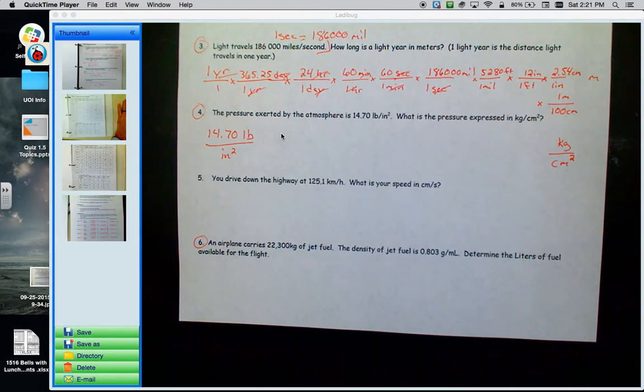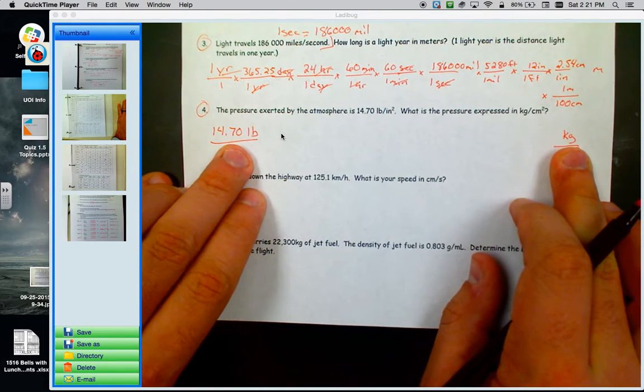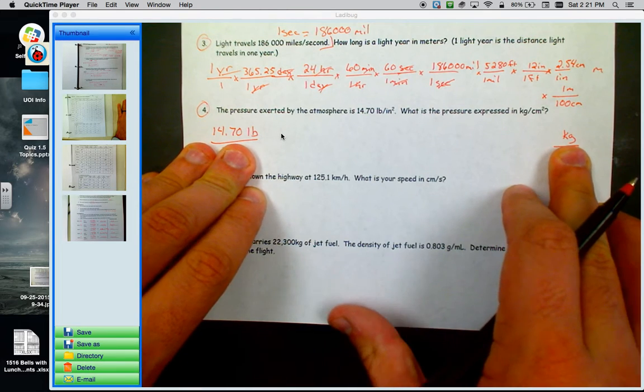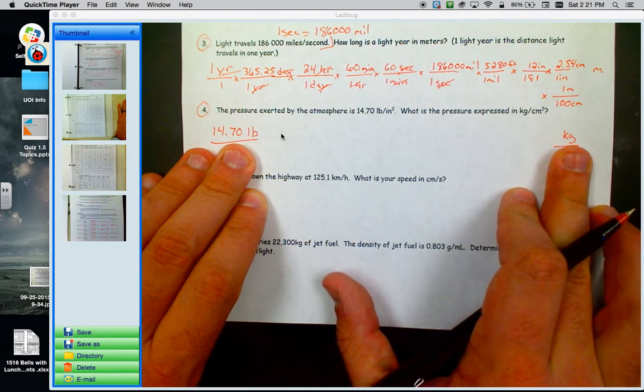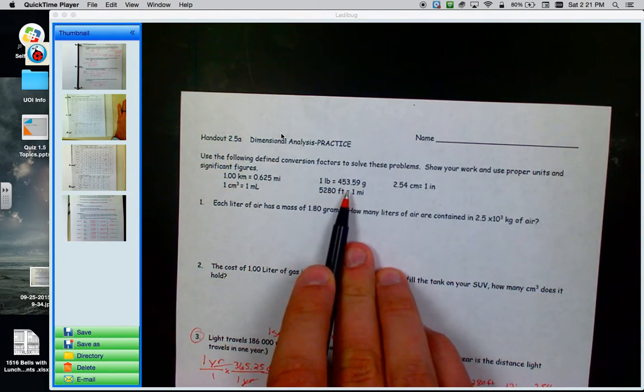Doesn't matter where we start. We can start on the top. We can start on the bottom. Let's start on the top. We're going to ignore these bottoms right now. We're just going to worry about getting from pounds to kilograms. Well, up at the top, do we know anything about pounds? We do. This many pounds is that many grams.